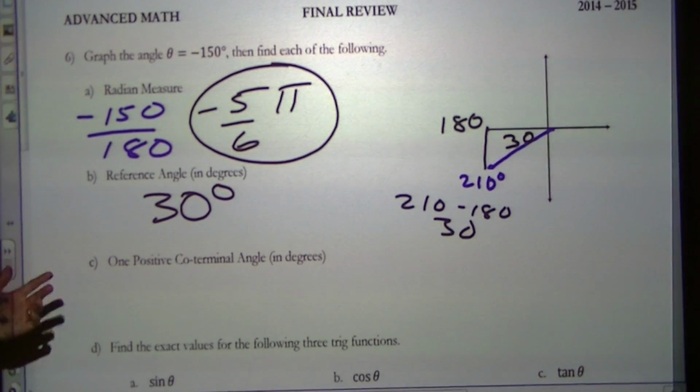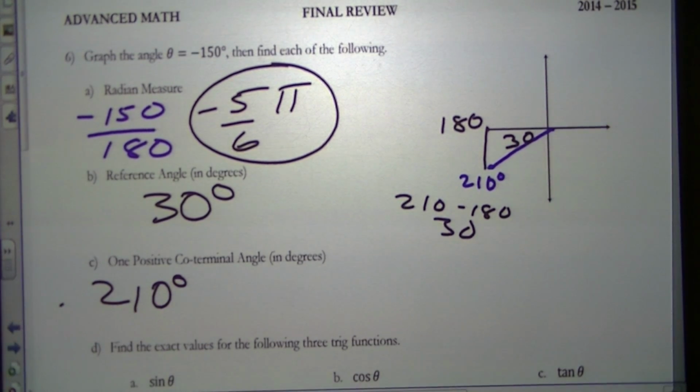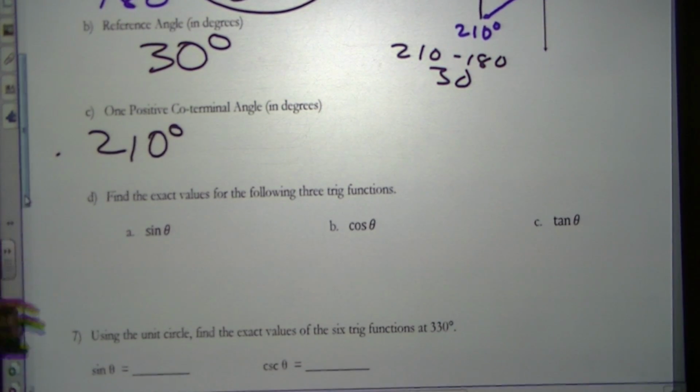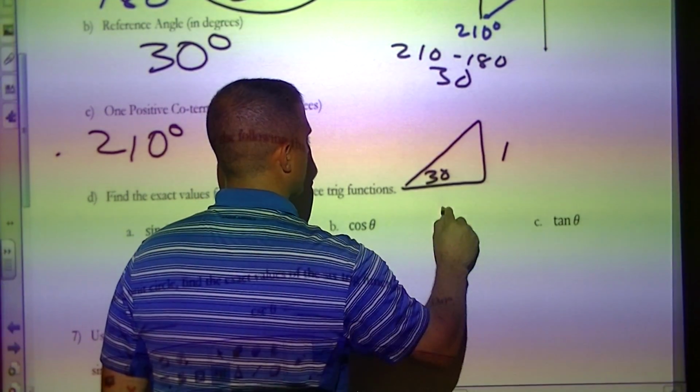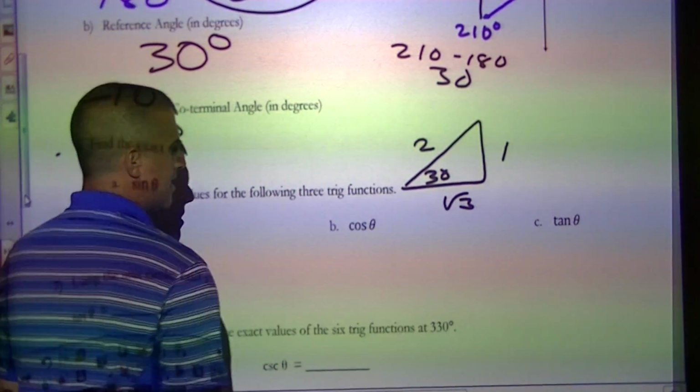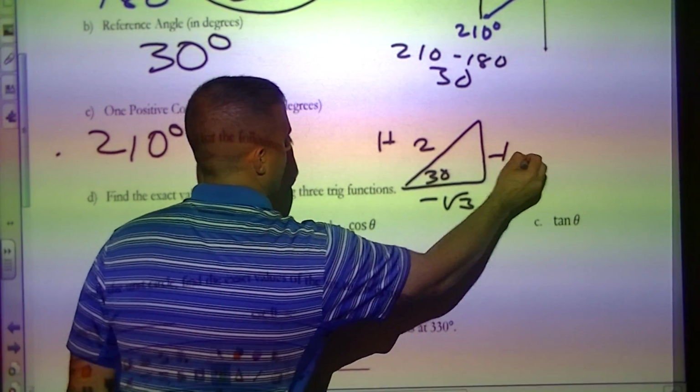What's one positive coterminal angle? We've already come up with that. That's 210. Find the exact value, okay? Now, for that, since I'm at 30 degrees, that's going to be 1, square root of 3, and 2. You've got to memorize that. Since I'm down in that quadrant, I know that both this and this are going to be negative. So H, O, and A.